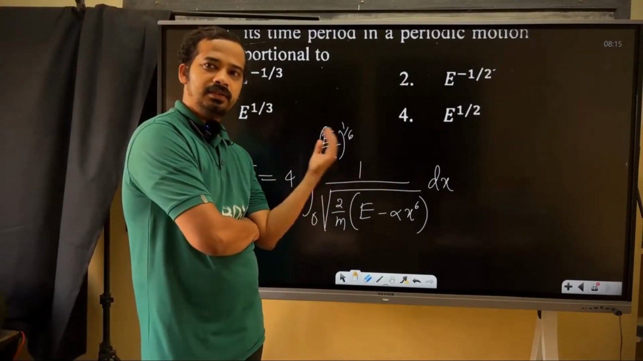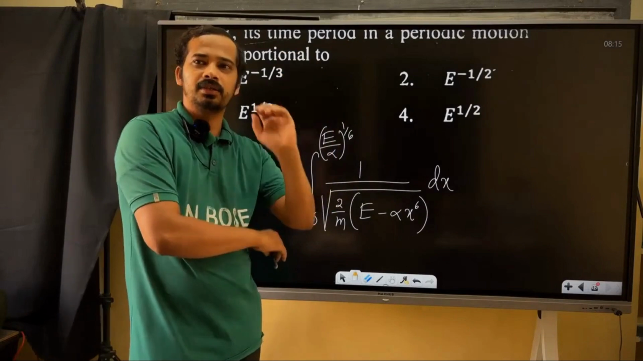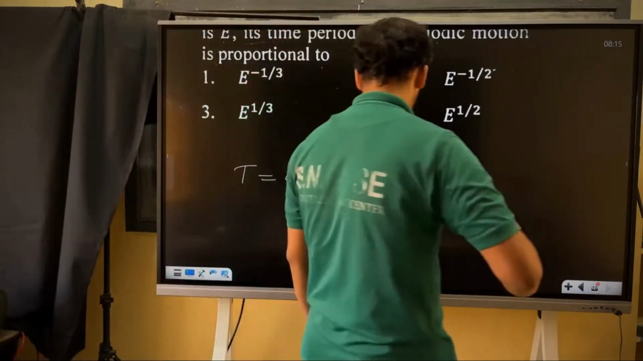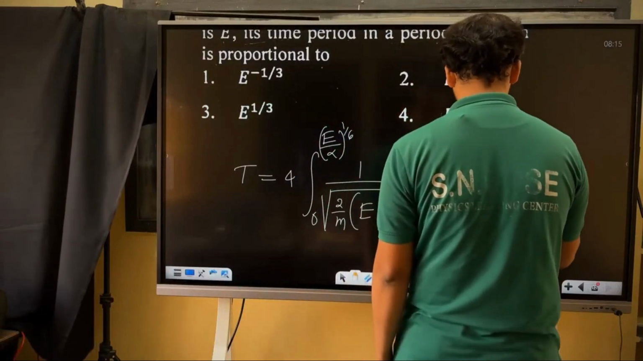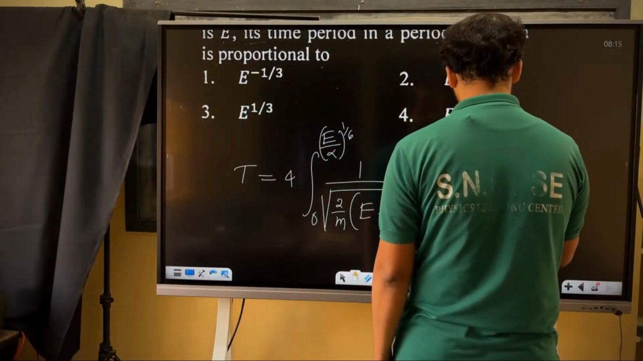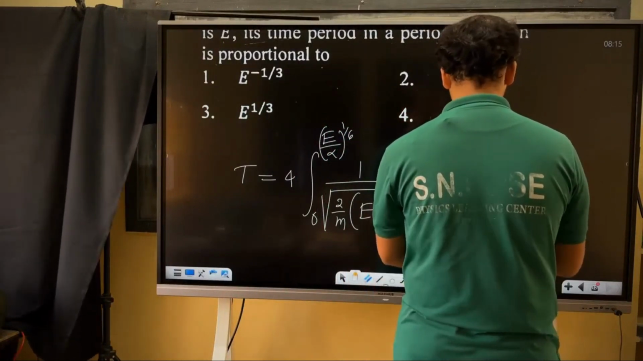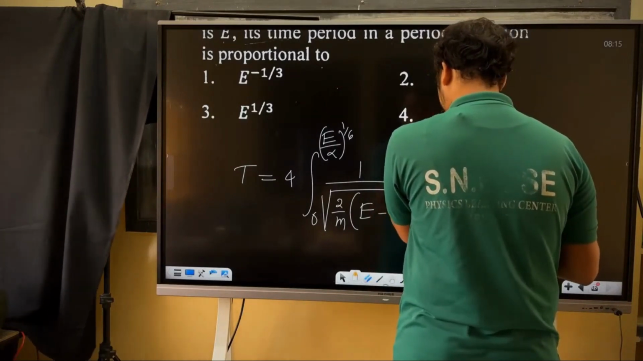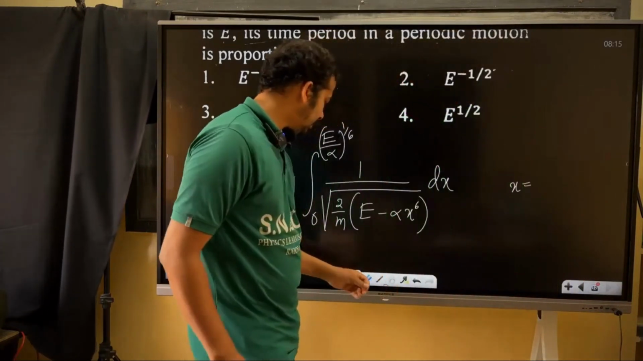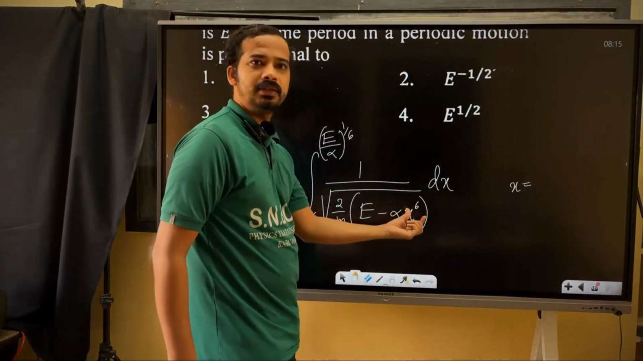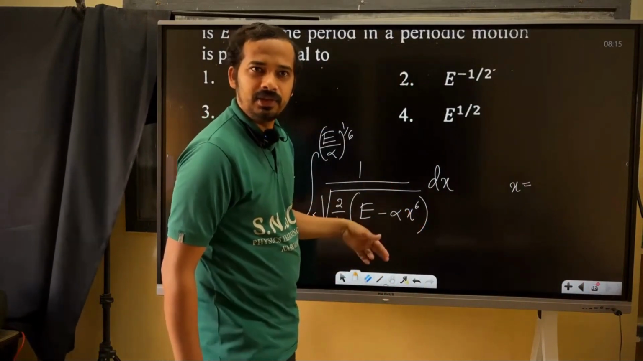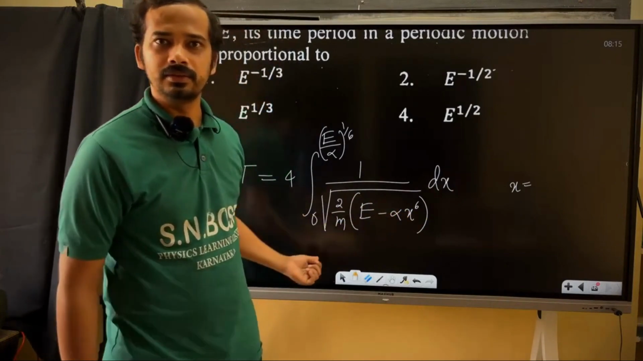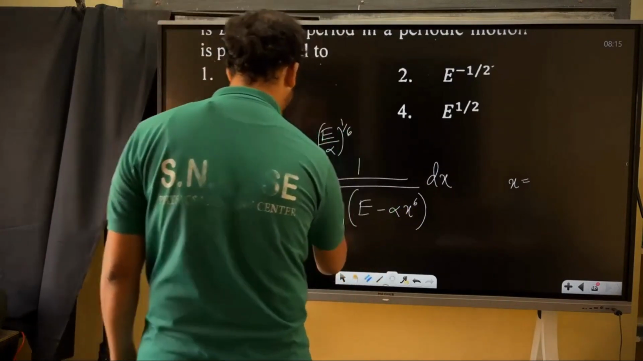Somehow try to take energy outside the integral, and the integral is some constant. Exactly. That's right. If I put x is equal to E by alpha, I need some a power 6 minus x power 6 here. Then actually the integral can be solved. Isn't it? We used to do like that. That's why I'll take alpha outside here.